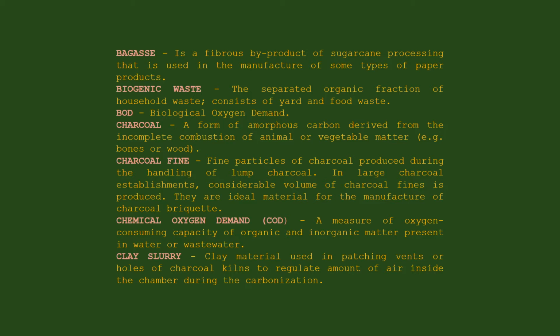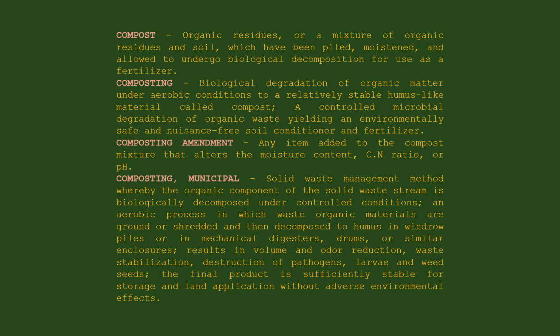Chemical oxygen demand (COD), a measure of oxygen consuming capacity of organic and inorganic matter present in water or wastewater. Clay slurry, clay material used in patching vents or holes of charcoal kilns to regulate amount of air inside the chamber during the carbonization. Compost, organic residues, or a mixture of organic residues and soil, which have been piled, moistened, and allowed to undergo biological decomposition for use as a fertilizer.